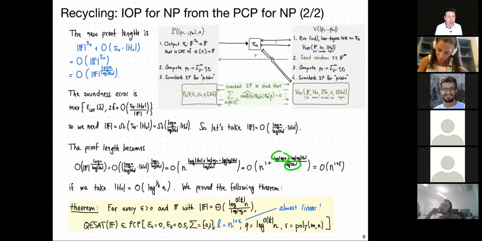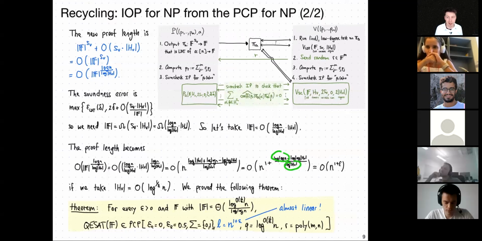And that's roughly, taking a step back, why IOPs are so much more efficient, because the prover is really, really, really efficient, certainly compared to PCPs. And yeah, okay, so hopefully that drives the point home in this super simple construction. Any questions about this slide before I move to the next one?